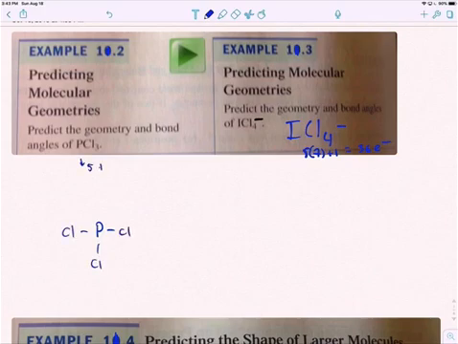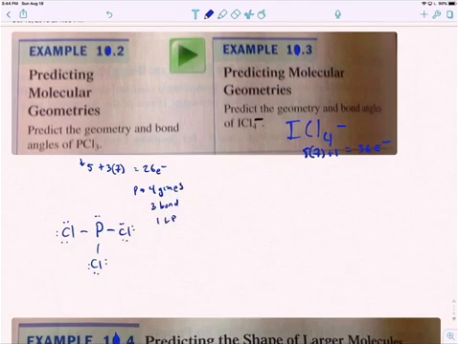Phosphorus has 5 valence electrons and chlorine has 7, and this is counted over from the periodic table, so this is 26 electrons. So you have 6, each line is 2, so 6, 8, 10, 12, 14, 16, 18, 20, 22, 24, 26. Okay, everything is accounted for, and this is 4 groups. So phosphorus has 4 groups, 3 bonding, 1 lone pair.